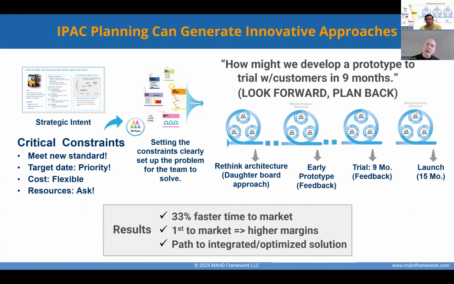So it ended up being about 33% faster time to market. They were actually first to market with this protocol that allowed them to get higher margins. And then it gave them a path to a more integrated, lower cost and optimized solution that the engineering team really wanted. But it was just a new approach they had to think about, and they're able to do that from early stages of the on-ramp and then through IPAC iteration planning.